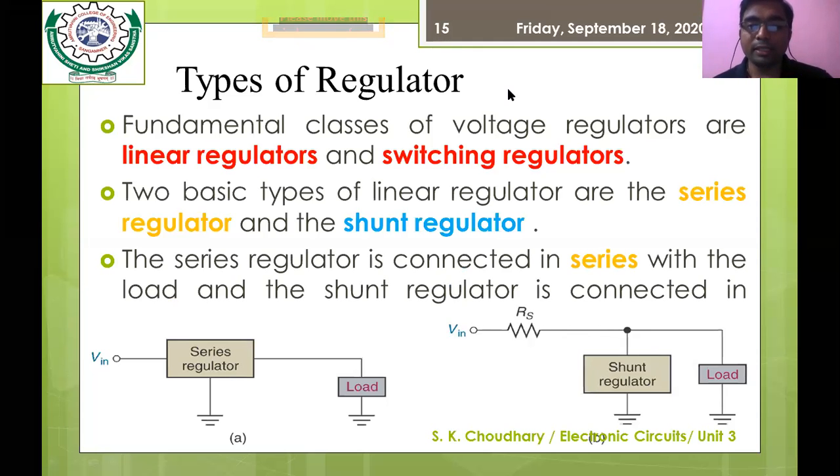So basically there are two types of regulator, linear and switching. And in the linear regulators also there are two different categories. One is a series regulator, another is a shunt regulator. The diagram has been shown here in figure A. The series regulator is connected in series with the load, and the shunt regulator is connected in parallel with respect to the load. If the regulator is connected in series with respect to the load, it is called the series regulator. Both are types of linear regulators.